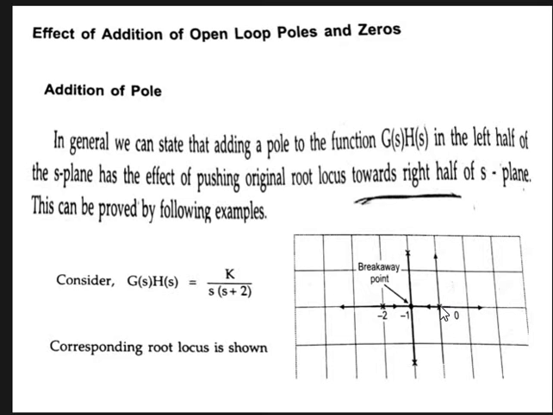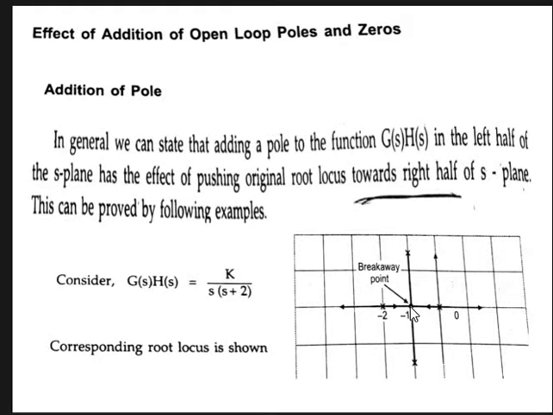One root locus branch starts at s equals 0, travels like this, and moves towards infinity along plus 90 degrees azimuth. Another root locus branch starts at s equals minus 2, travels like this, and moves towards infinity along minus 90 degrees azimuth, with a breakaway point here. So this is the root locus for the function K by s into (s plus 2).